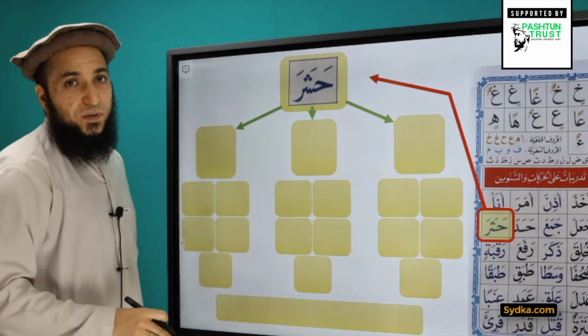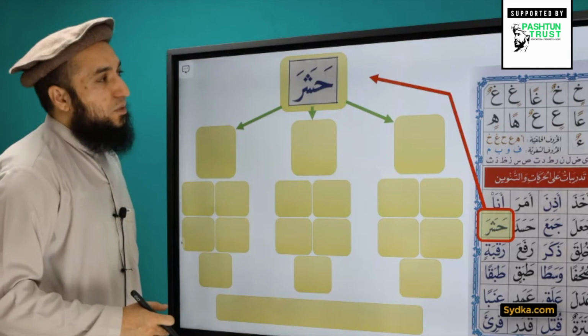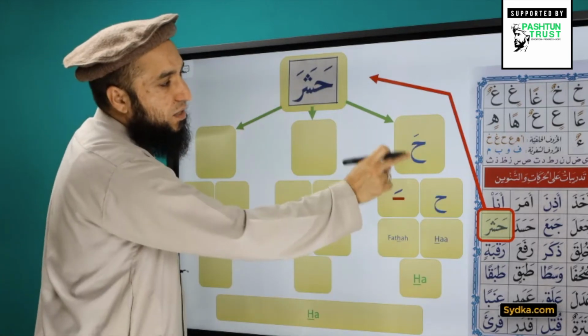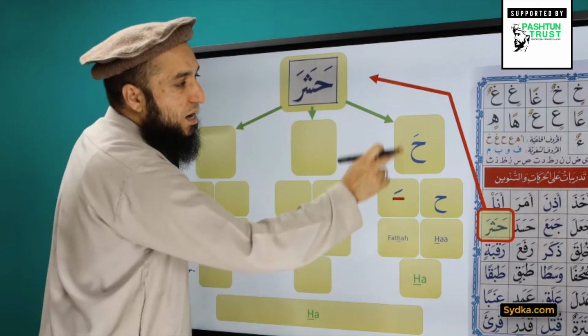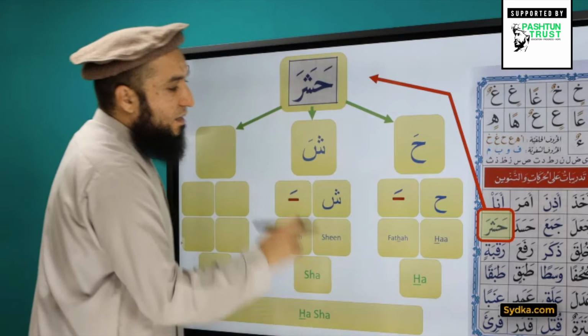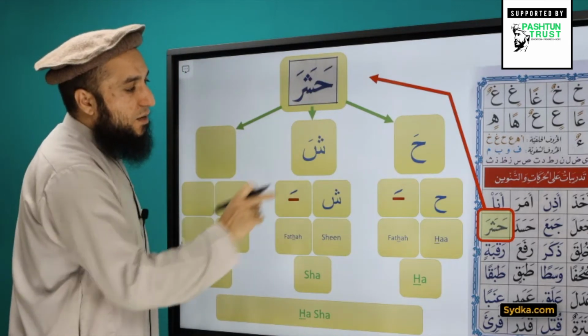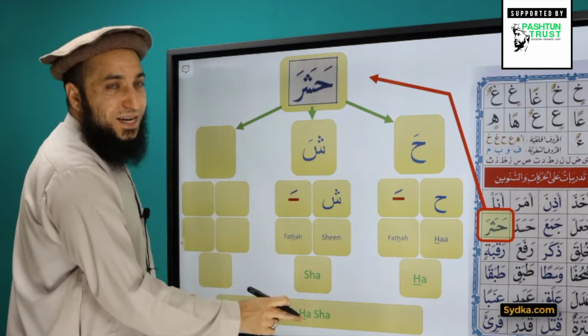The next word we have is hashara, and hashara has three syllables. The first syllable is ha fatha ha. Ha is not silent and we have fatha. Ha fatha ha. The second syllable is shin fatha sha. Shin is not silent and we have fatha. Shin fatha sha.